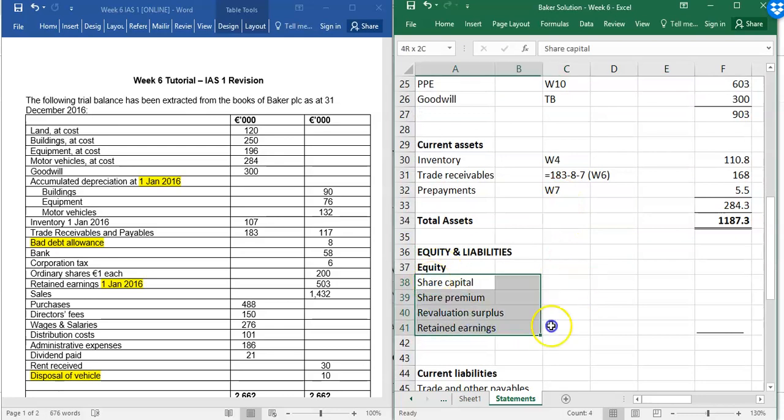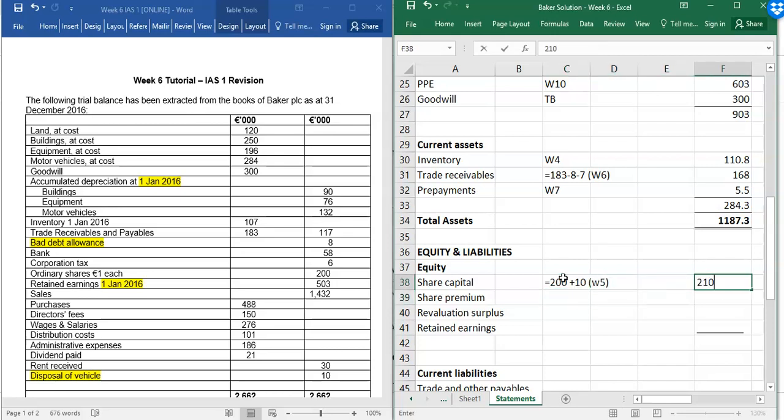So the bottom half then, we have our share capital, share premium. These are the usual ones you will see. Share capital, we have 200 from the trial balance plus 10. That is coming from working 5 because we had a share issue during the year. So there's where your 210,000 comes from. Share premium from working 5 because we have no opening share premium. So working 5 there is going to be 5.